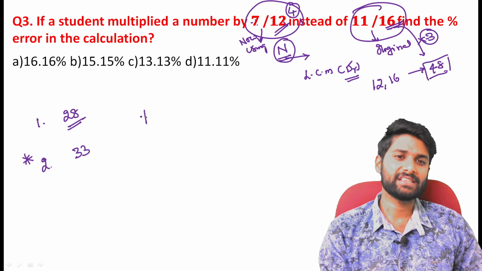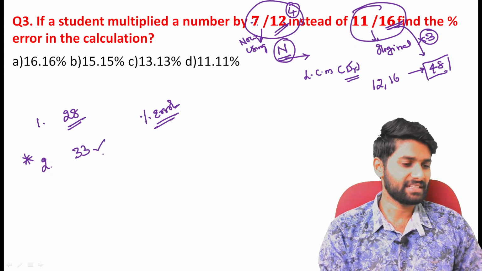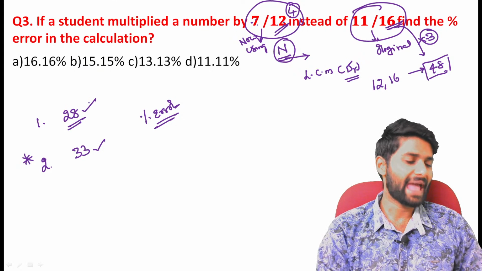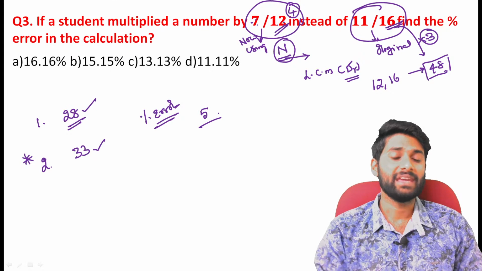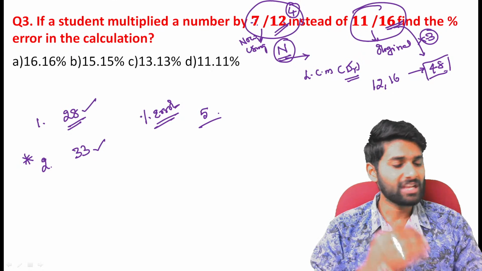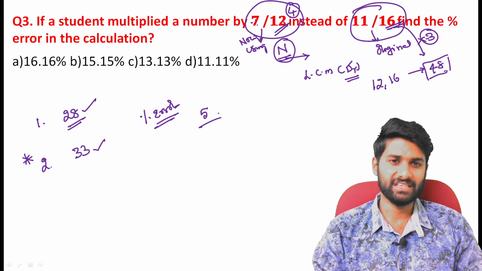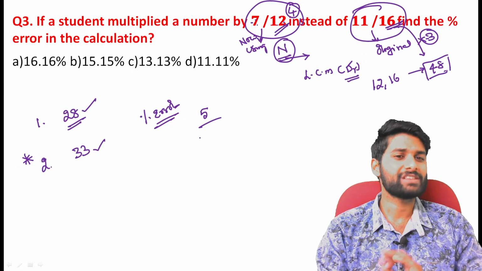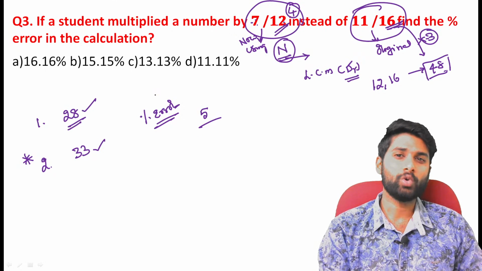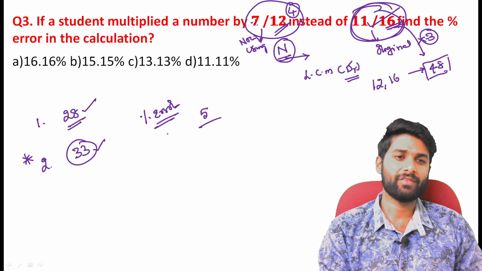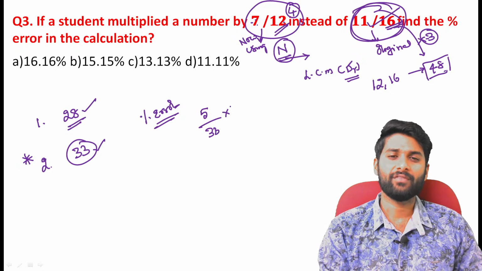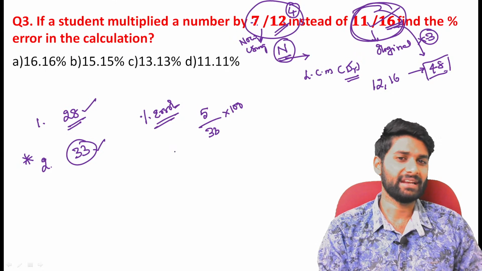Now definitely there is an error guys. Why? Because the original number is 33, but he was using the number as 28. Now how much is the error here? 5. Divided by, here is the most important part. What value can we consider in the denominator? See, the denominator value is always the original value. So out of the original calculation, 11 by 16 is the original calculation. Now the value becomes 33. So the answer is 5 by 33 into 100.